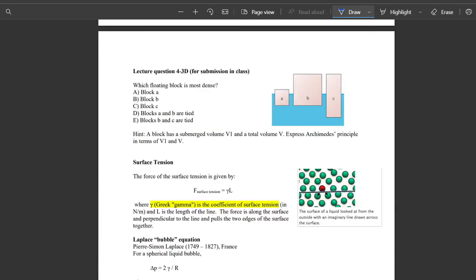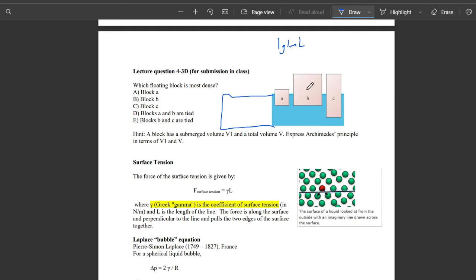Finally, we have lecture question 4-3D, and it is asking which floating block is most dense: block A, block B, block C, or some combination of the three. Let's consider a couple scenarios before we approach this question. Let's recall that the density of water is equal to 1 gram per milliliter, meaning that for every gram of water, there is a milliliter of water.